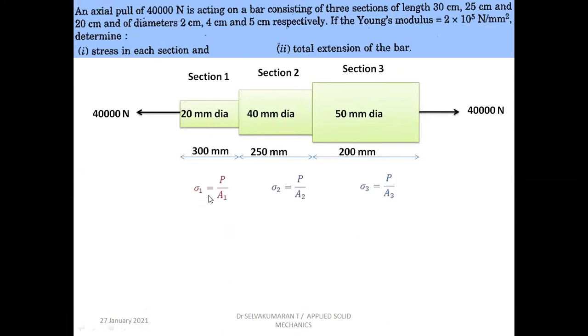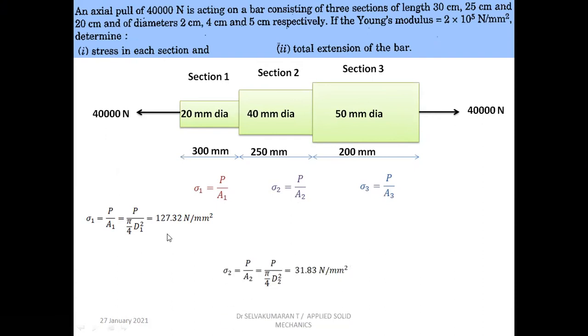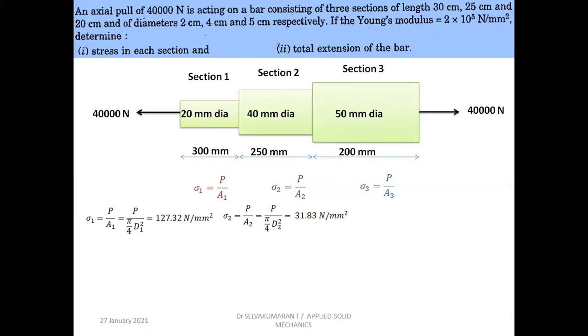Now, sigma 1 is equal to P by A1 to find the stress in section 1. Sigma 2 is equal to P by A2 to find the stress in section 2. Sigma 3 is equal to P by A3 to find the stress in section 3, where A1, A2, A3 are the cross-sectional areas for section 1, section 2, section 3. P is nothing but 40,000 Newton. So we just substitute the values. We get sigma 1, stress in section 1, is 127.32 Newton per mm square, sigma 2 is 31.83 Newton per mm square, and sigma 3 is 20.37 Newton per mm square.